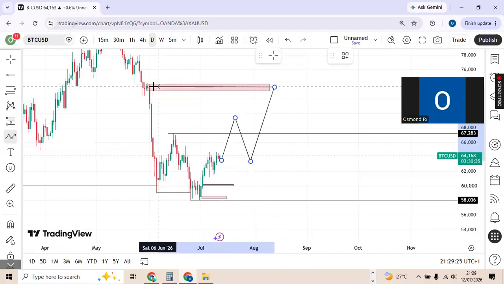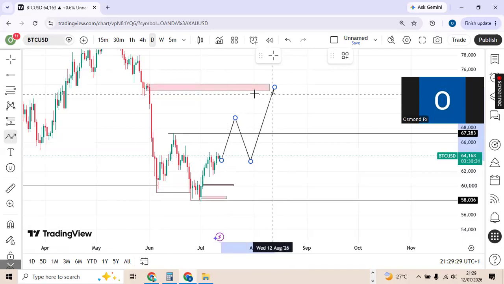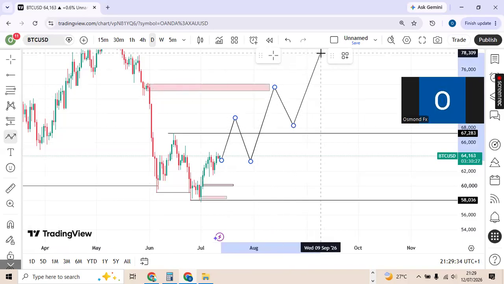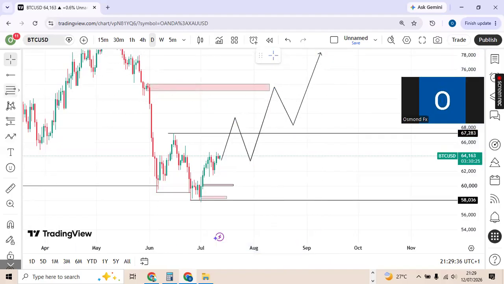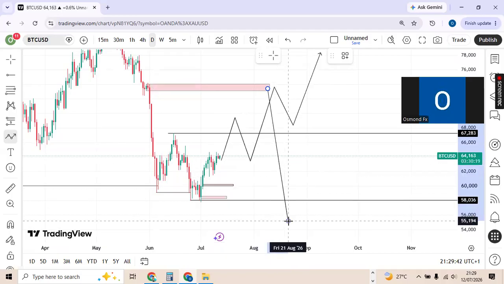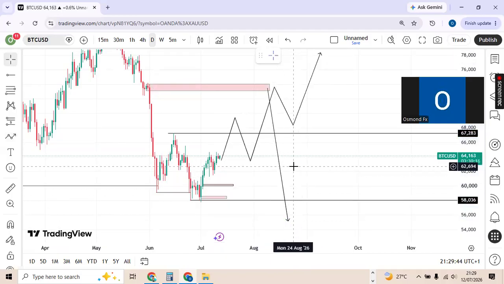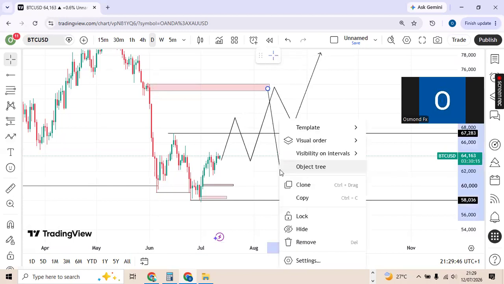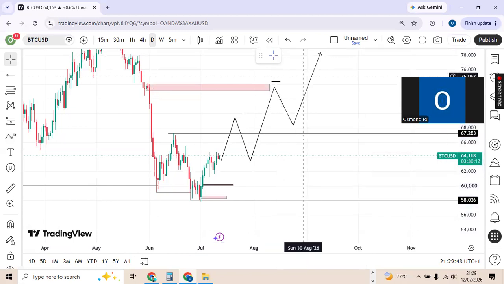Now the market is going to be reacting to this supply zone we have here. Will the market sell a little bit down and continue buying? Or even this supply zone here could send the market crashing to this low here. Anything can happen, obviously. But I'm more optimistic that the market is going to be buying.